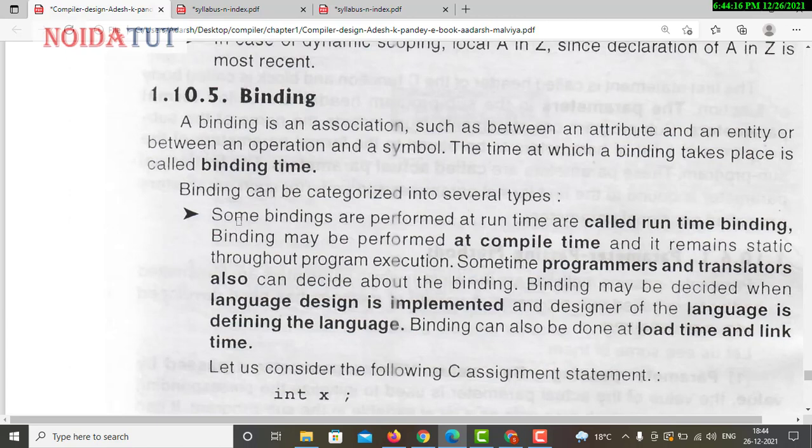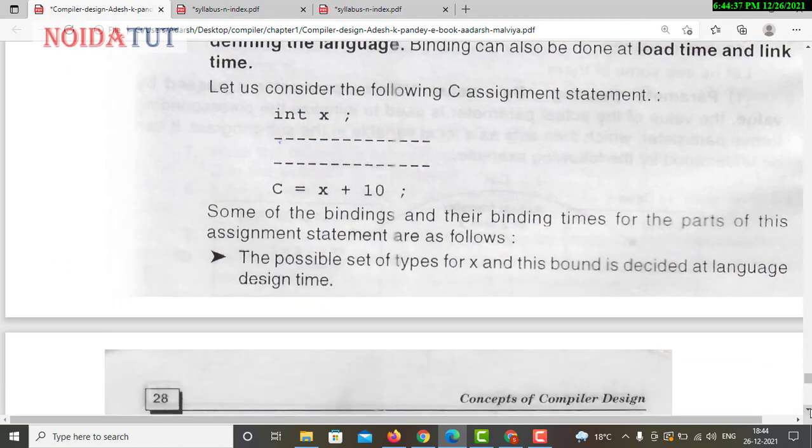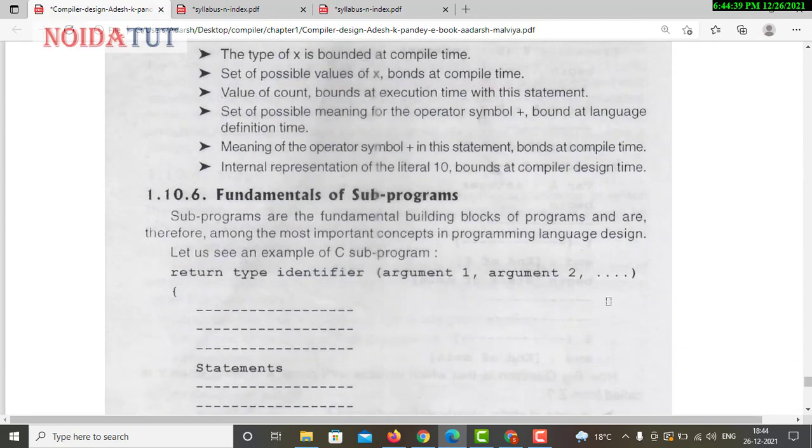Some bindings are performed at runtime and are called runtime binding. Binding may be performed at compile time and it remains static throughout the program execution. Sometimes programmers and translators can also decide the binding. Are you getting it? Did you get what compile time and runtime binding are? Runtime binding is also referred to as late binding because binding of the code depends upon the input of the user.